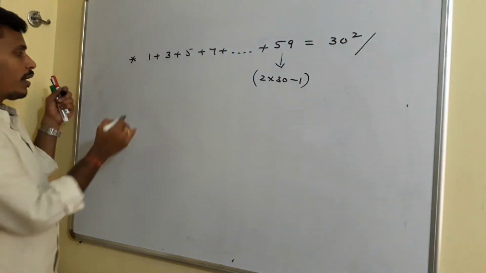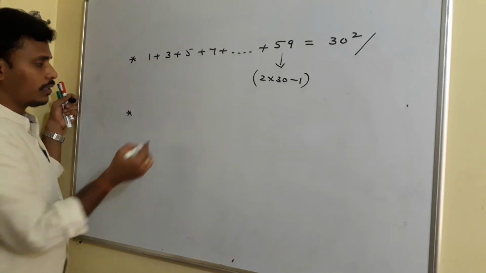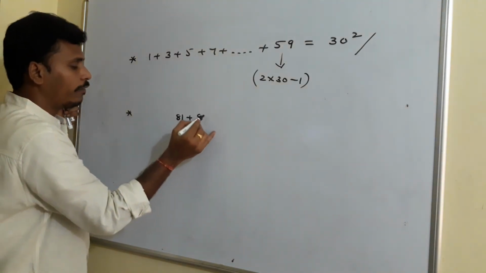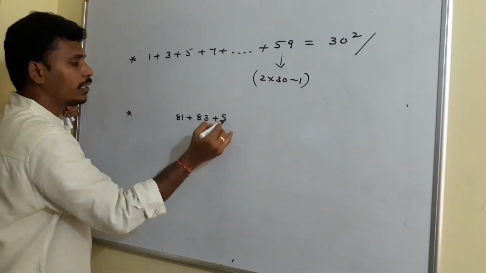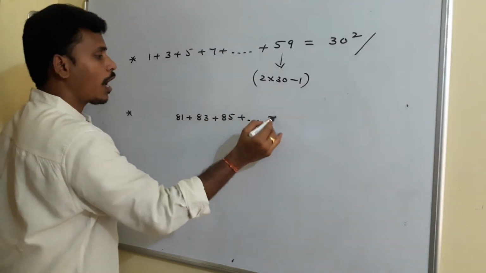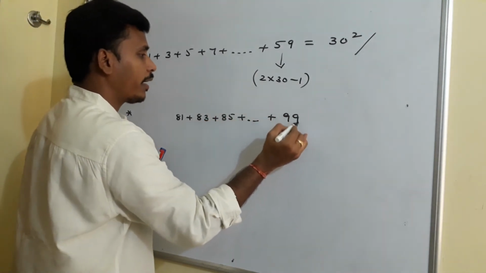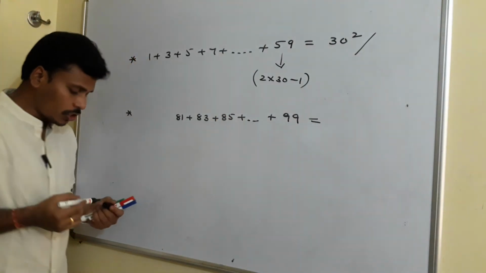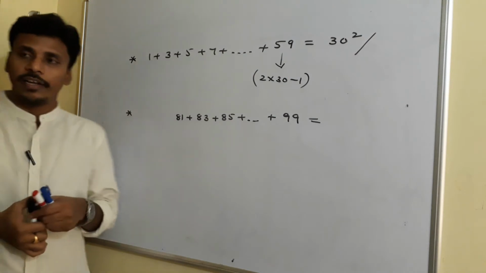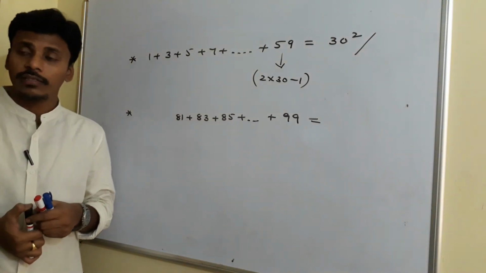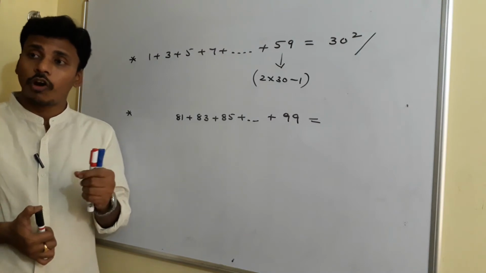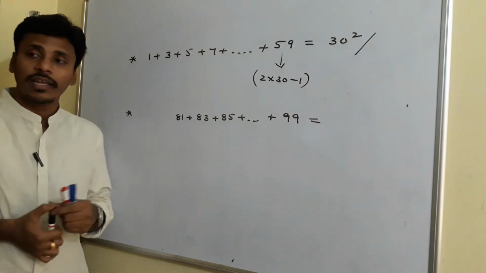Is it clear? For example, if I have a problem like this, mentioning the odd numbers 81, 83, 85, and so on, up to 99. What is this summation, the sum of the odd numbers starting from 81 up to 99? How to find this summation? See, we have a formula for the sum of odd numbers if the sum starts at 1 only. But here it is starting at 81.